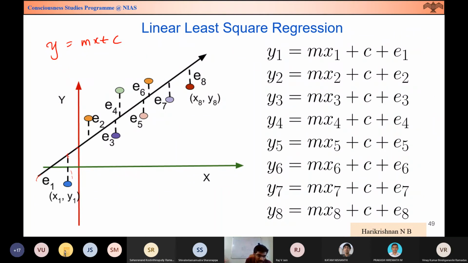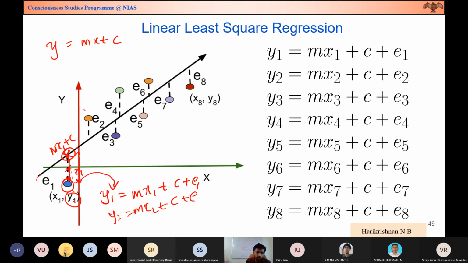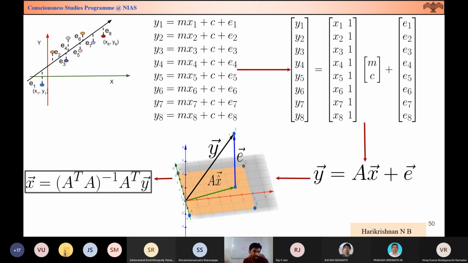So what is the error in this case? What is y1? This is x1. m x1 plus c is this point, plus this distance, error 1, will give me this point. Similarly, y2 is m x2 plus c plus e2. In general I can write y1 equal to m x1 plus c plus e1, y2 equal to m x2 plus c plus e2, etc., y8 equal to m x8 plus c plus e8, and this can be easily converted into the earlier format we have seen. So here you have y.